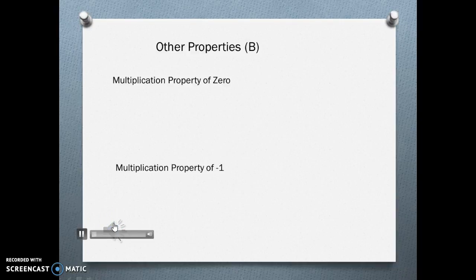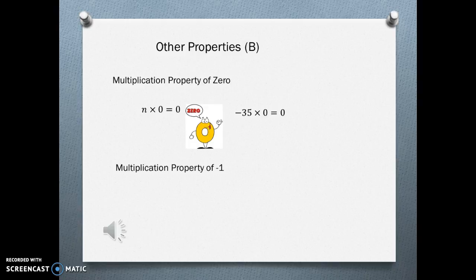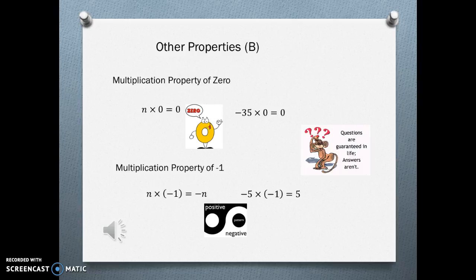The last two properties we don't even think about. When multiplying anything by 0, the result is 0. And when we multiply anything by -1, we have the opposite of what we started with. Congratulations! You are now ready to identify properties and justify steps in simplifying expressions.